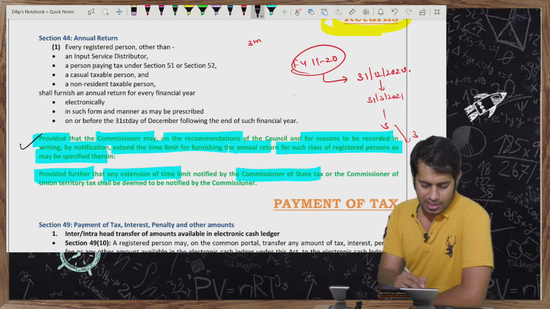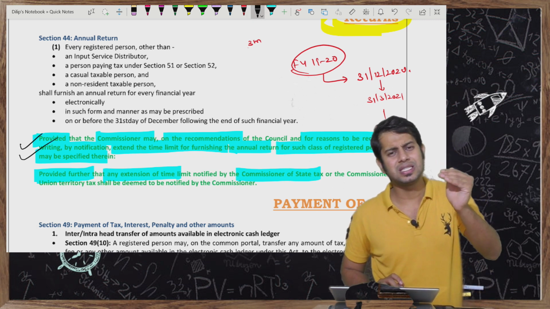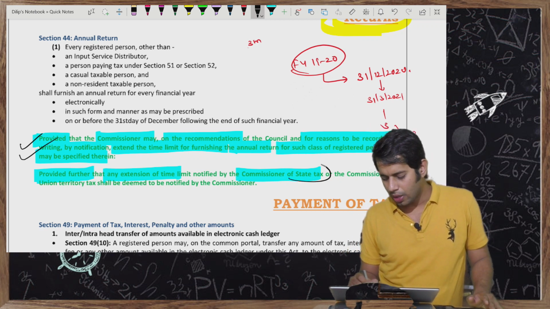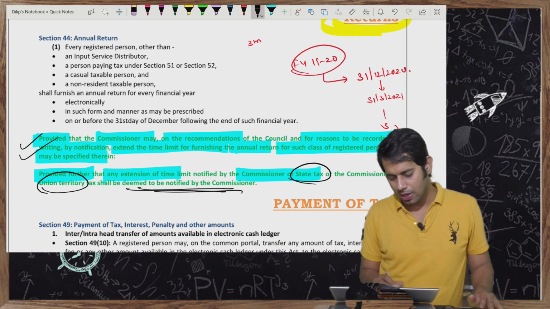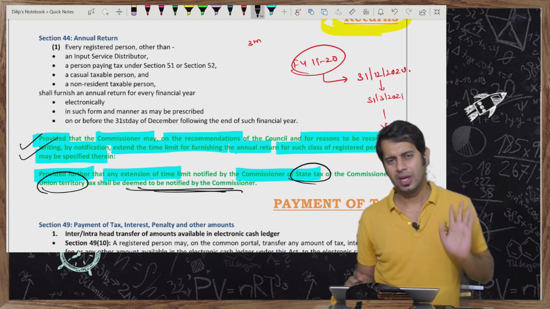So this point which is there in the CGST Act, they are telling that even if the state commissioner is changing or the commissioner of a union territory is changing, then it will be deemed that a notification has been passed by the commissioner of central tax.